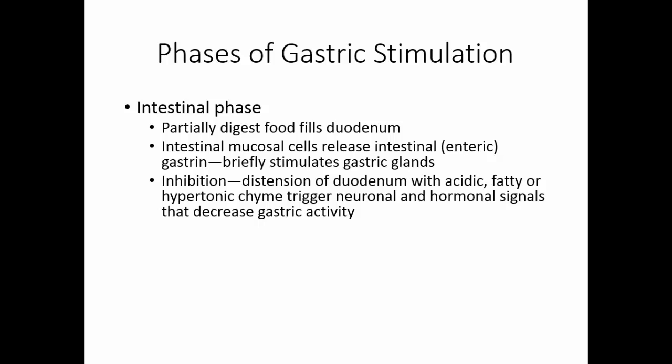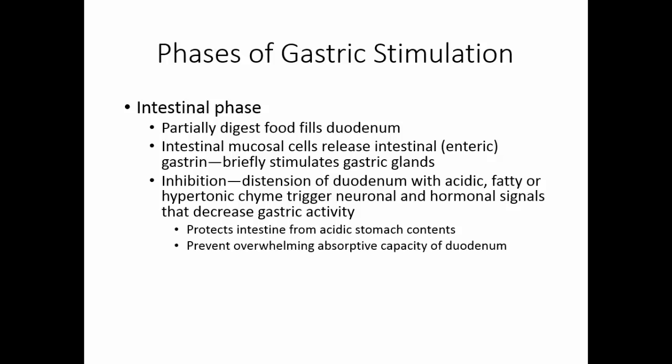As the duodenum becomes more distended with acidic, fatty, or hypertonic chyme, neurons and hormonal signals are activated that trigger a decrease in gastric activity. Basically, the intestine now has to slow down the stomach a little bit, make sure digestion is complete in the stomach before the material comes to the intestine. This protects the intestine from the acidic stomach contents and also prevents us from overwhelming the absorptive capacity of the duodenum, the first part of the small intestine. The enterogastric reflex is the one that inhibits acid secretion of the stomach, so we turn off the acid pumps.